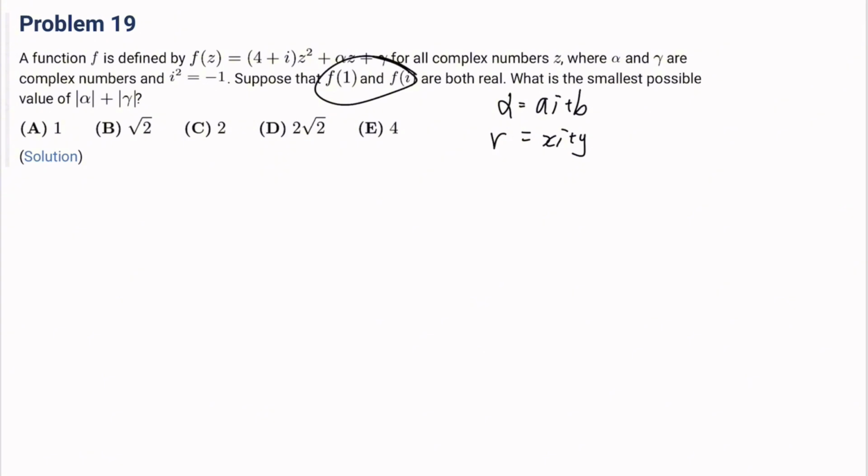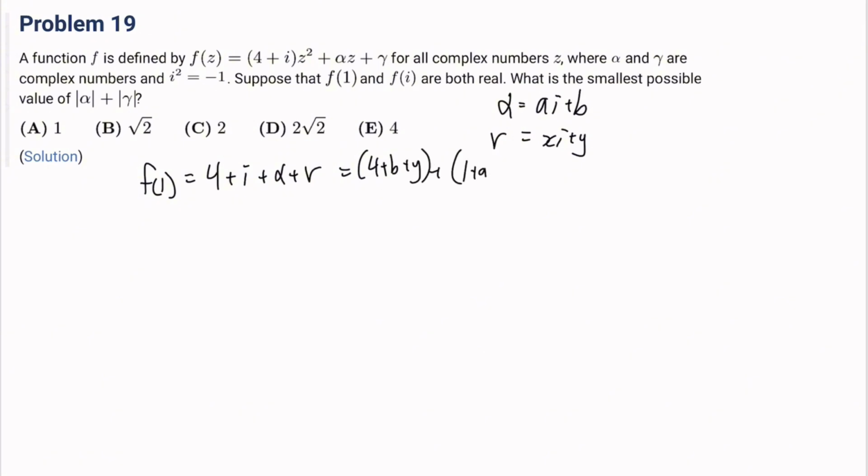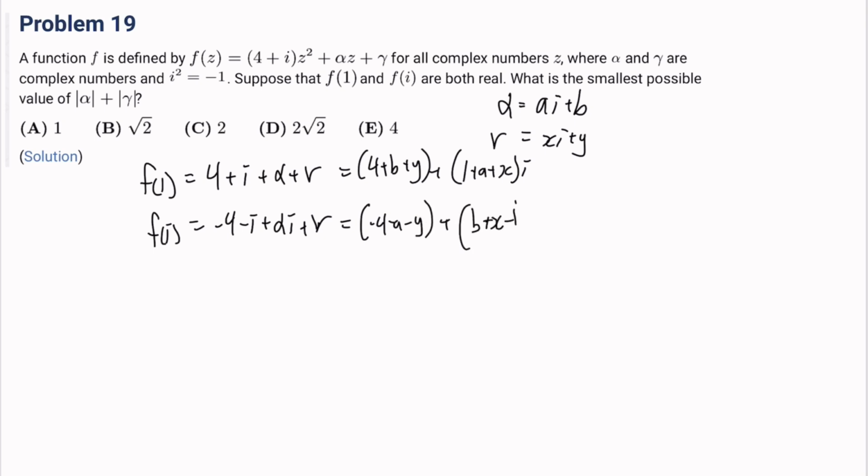So f1 and fi, they're both real, so if you just put them in, then f1 is equal to 4 plus I plus alpha plus gamma, which is equal to 4 plus b plus y plus 1 plus a plus xi, right? And then fi is equal to -4 minus I plus alpha I plus gamma, and that's equal to -4 minus a minus y, and then plus b plus x minus 1 I, right?